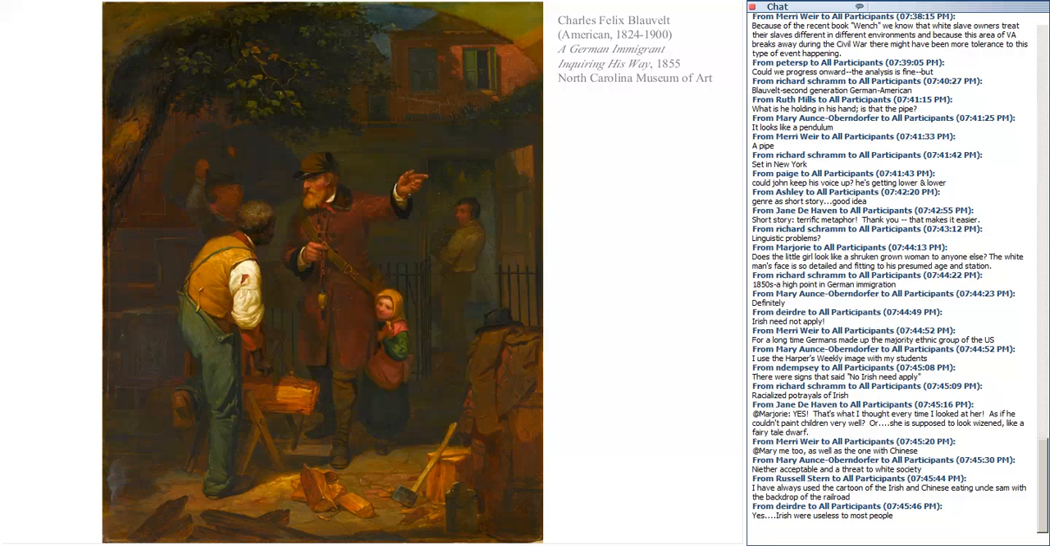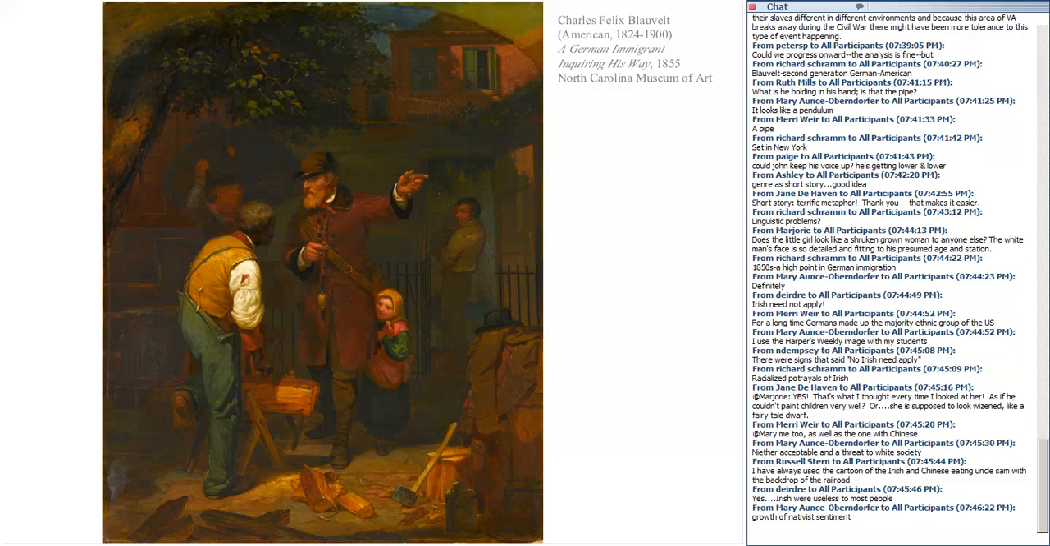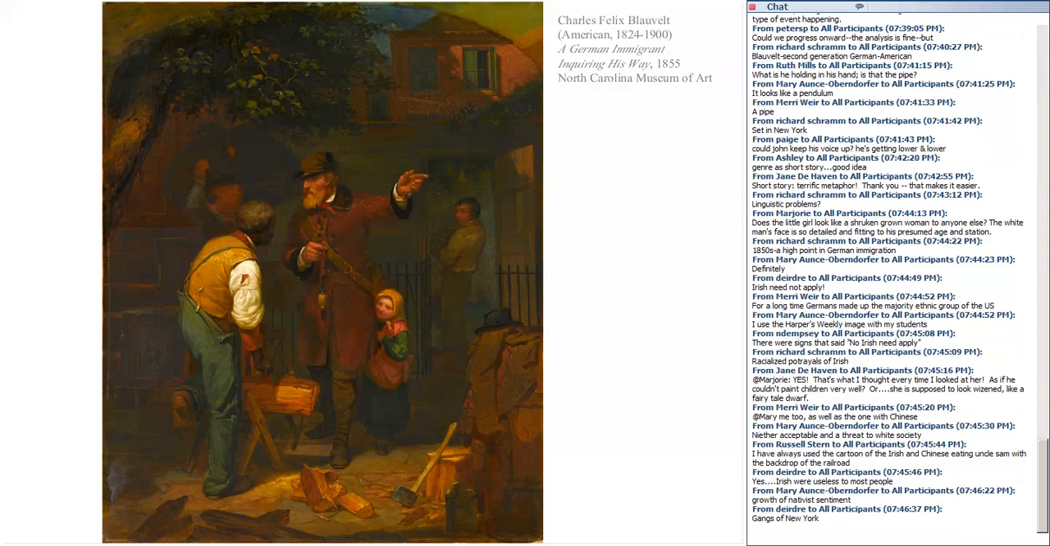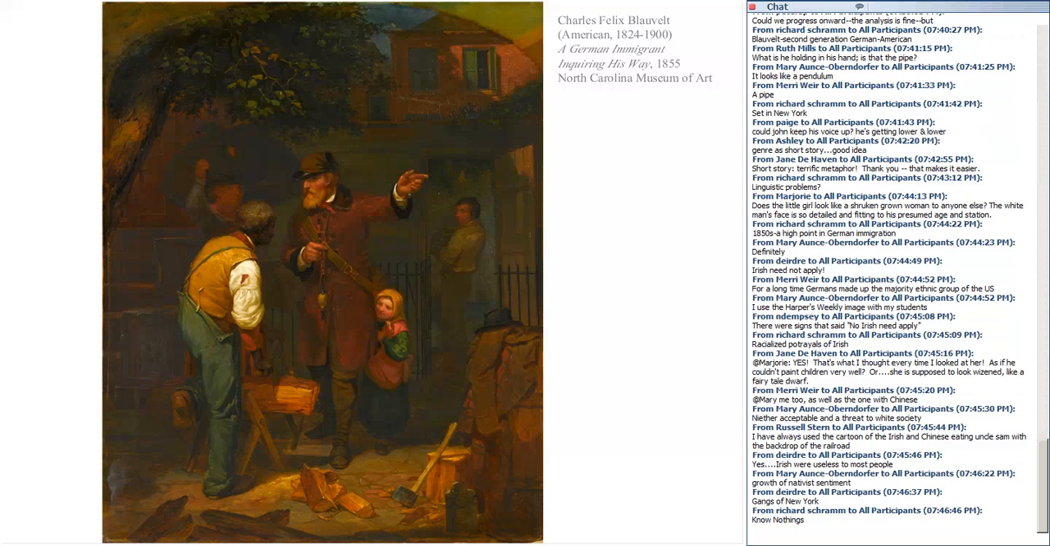There was a political party, the American Party. It was a nativist, virulent nativist political expression called the American Party, or the Know Nothing Party. And they came very, very close to seizing power in 1855, which is the same year that this picture is painted.